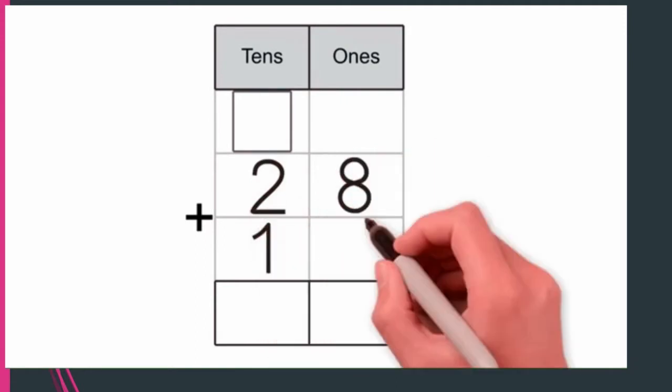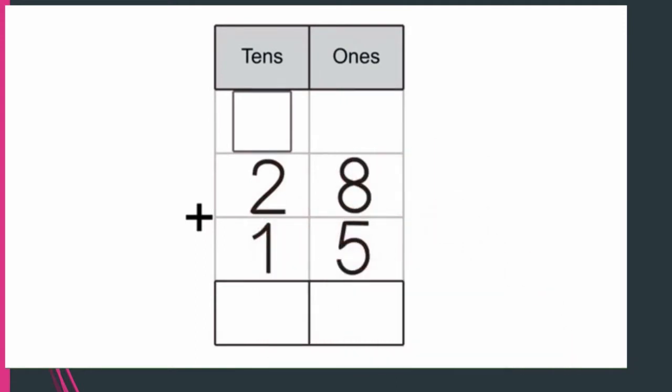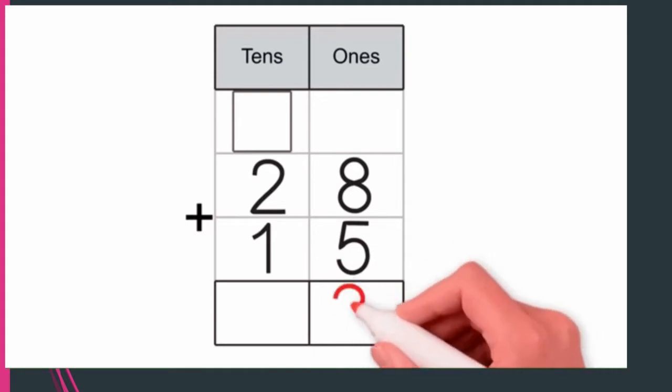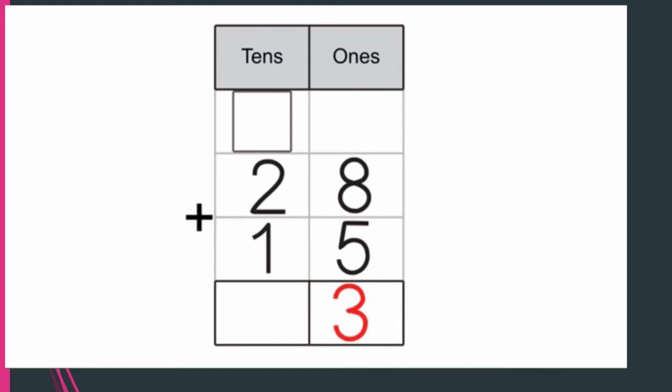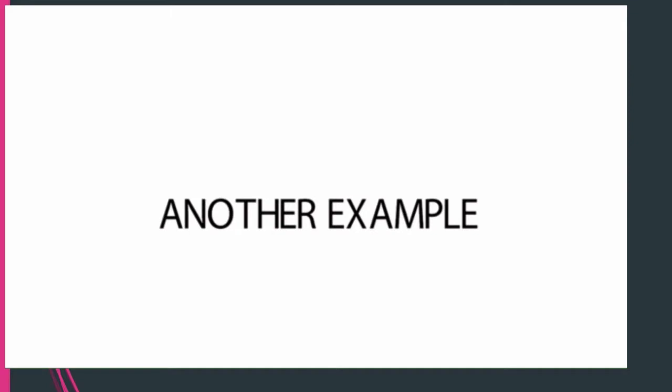28 plus 15. First we add the ones. 8 plus 5 equals 13. 13 is made of 3 ones and 1 ten. We put the 3 in the ones place and the 1 in the tens place. Then we add the tens. 1 plus 2 plus 1 equals 4. The answer for 28 plus 15 is 43. Let's try another example.